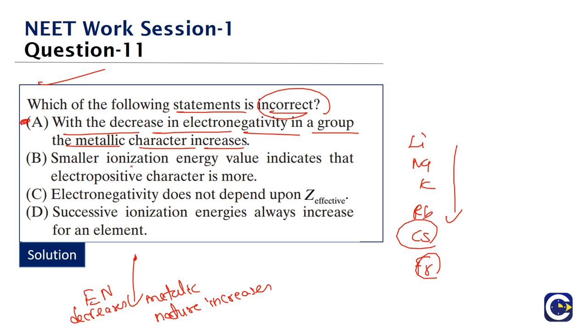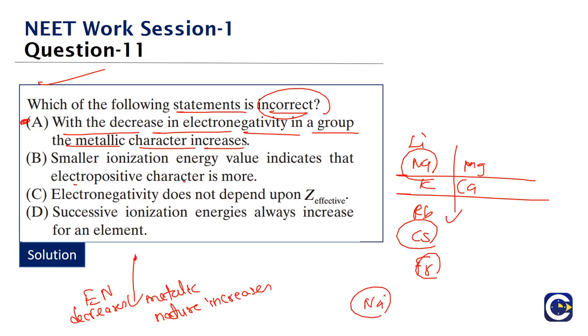Look at statement B. A smaller ionization energy value indicates that the electropositive character is more. Small ionization energy means what? For example, we always keep talking about the alkali metals in any period. Whichever period you take, the second or third period, alkali metals will have the least ionization energy.